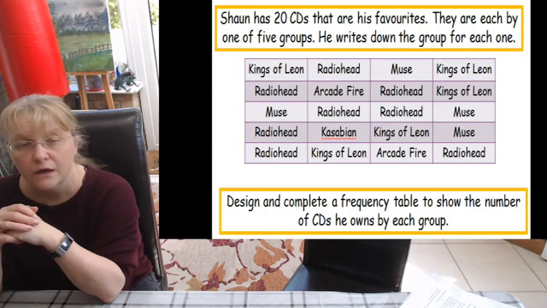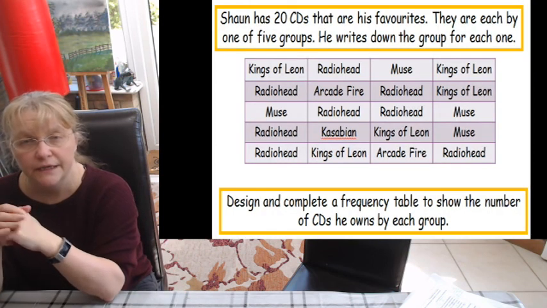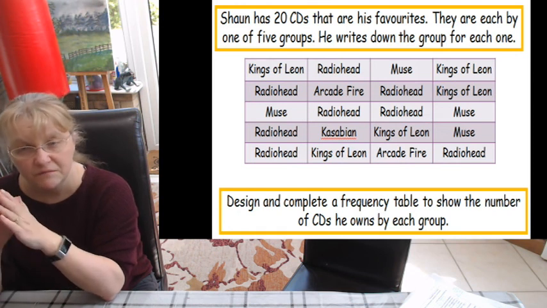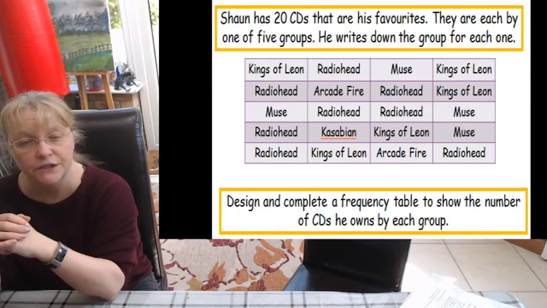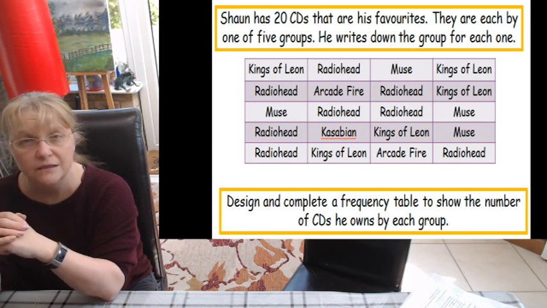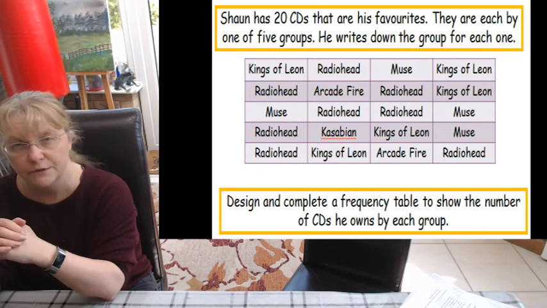So what I'd like you to do now is Sean has 20 CDs that are his favourites. I've labelled them all there. Now what I would like you to do is design and complete a frequency table to show this, and if you have time, turn it into a bar chart as well.